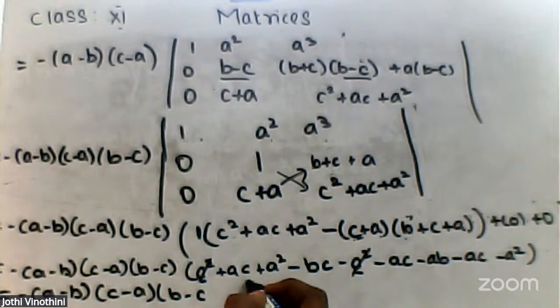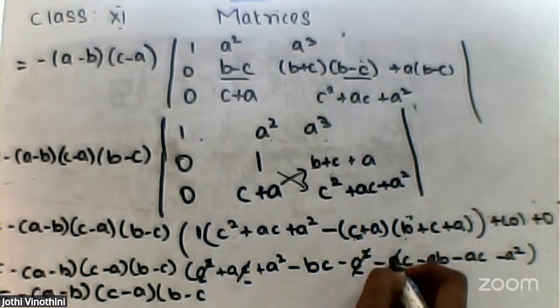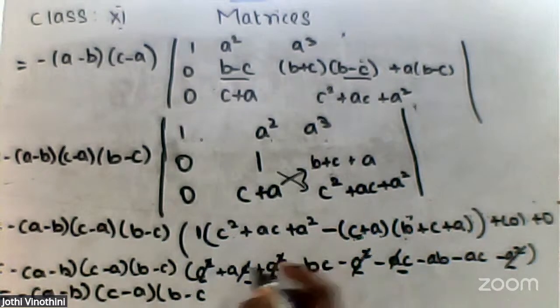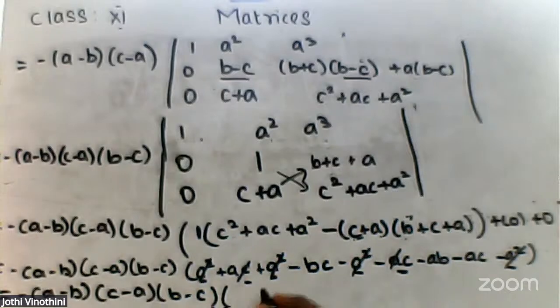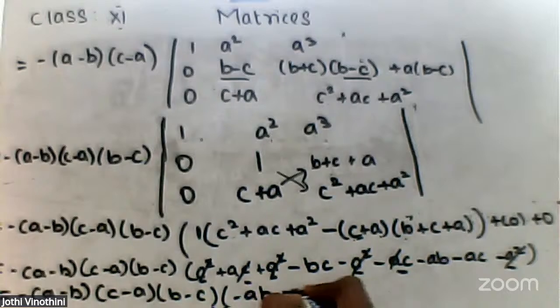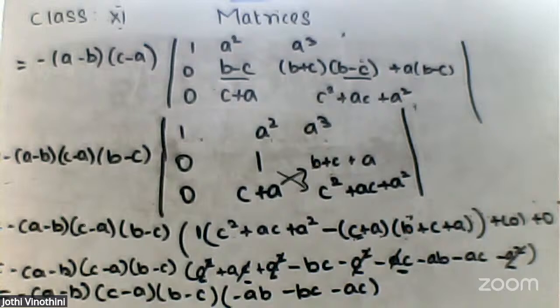And here, positive ac and negative ac, they will get cancelled. Positive a squared, negative a squared, they will also get cancelled. Right? Right. What do we have remaining? We will have minus ab, minus bc and minus ca. Right? Right. So, see, initially we have a minus, right?